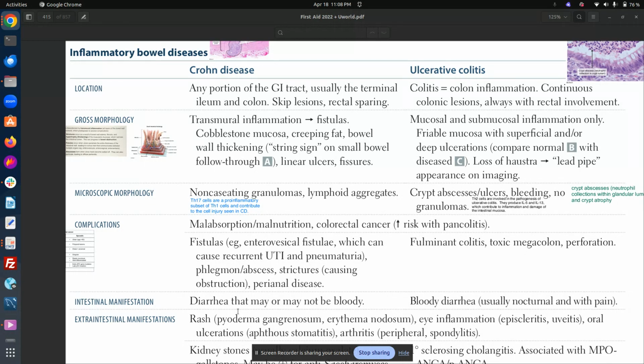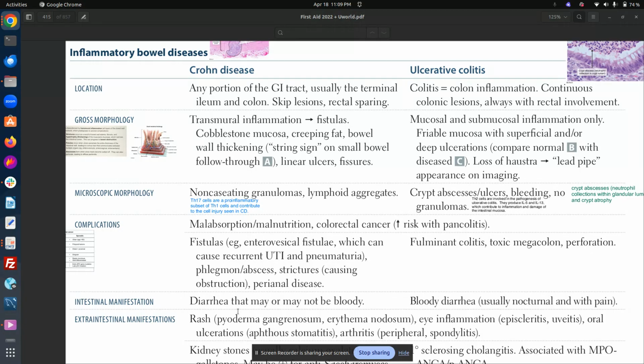Let's first talk about Crohn's disease. In Crohn's disease, there is an inflammation. There could be an inflammation of any part of the GIT from oral cavity to anus, but usually it causes an inflammation of terminal ileum and colon. There will be rectal sparing. That means rectum is not usually involved.